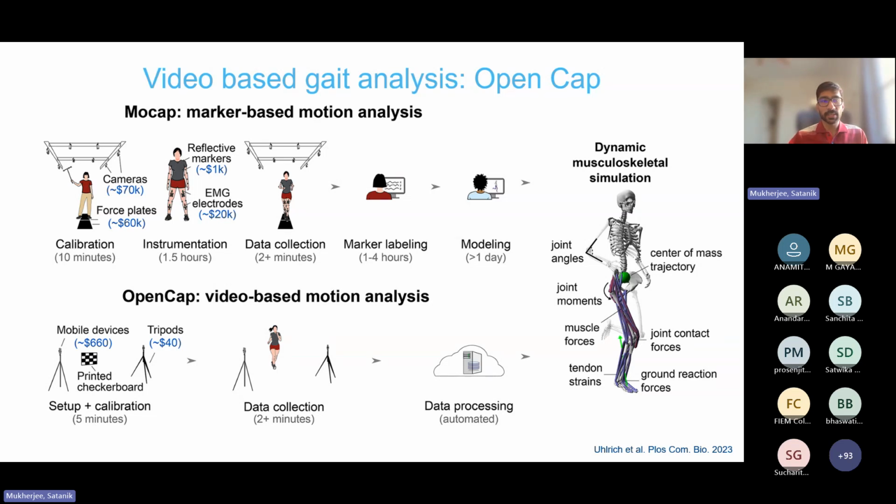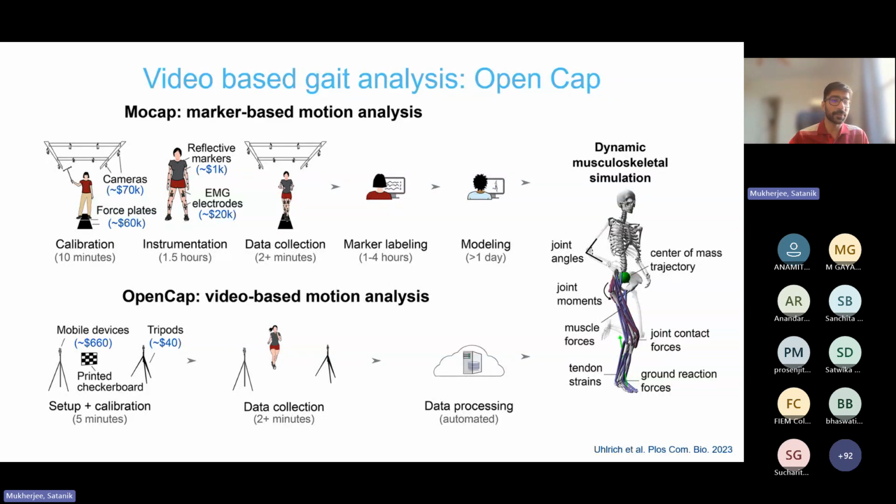So the whole process from a patient arriving at the gait analysis lab to getting detailed information about the gait of the patient would take more than a day. Previously, we used marker-based analysis, but now with OpenCap, with this video-based motion analysis, you can get the whole thing done in a matter of 10 to 15 minutes. And the cost of doing it is also significantly reduced.